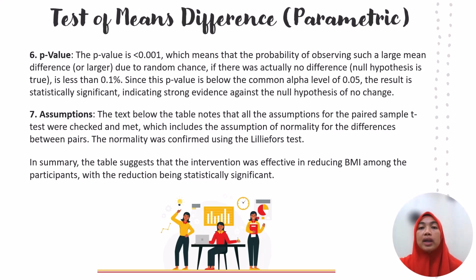Right? So in summary, Table 3 suggests that the intervention was effective in reducing BMI among the participants, with the reduction being statistically significant. Why do we say it is statistically significant? Based on the last value, the p-value.